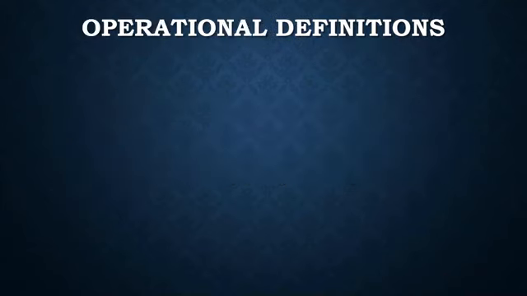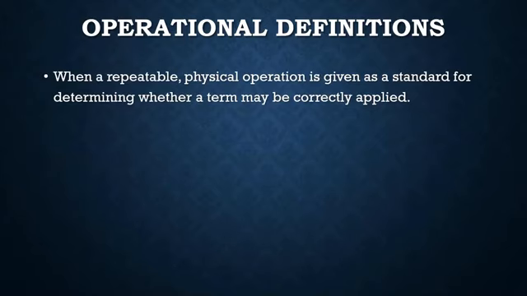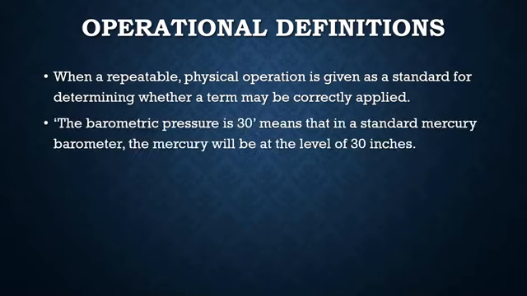Finally, operational definitions. These are when a repeatable and physical operation is given as a standard for determining whether a term may be correctly applied. So it may not be quite clear, so you provide, here's our standard, here's what we're going to do to know for sure if this term applies. So it could be in the context of a scientific setting.